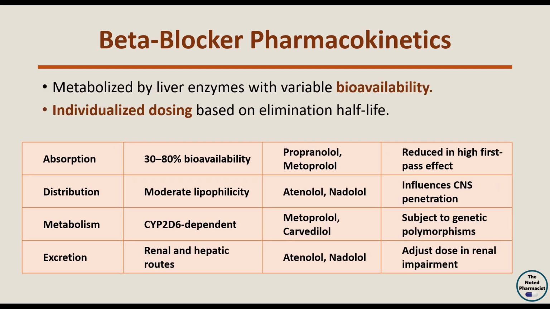Beta blockers such as metoprolol are metabolized in the liver primarily by CYP2D6, with significant interindividual variability in bioavailability. Their elimination half-life necessitates individualized dosing schedules. The table presented here is just to provide a concise pharmacokinetic overview of beta blockers used in hypertension. It summarizes absorption, distribution, metabolism, and excretion with specific examples and critical insights.